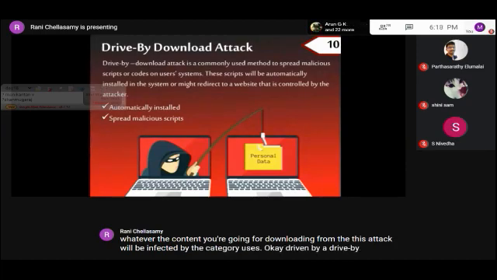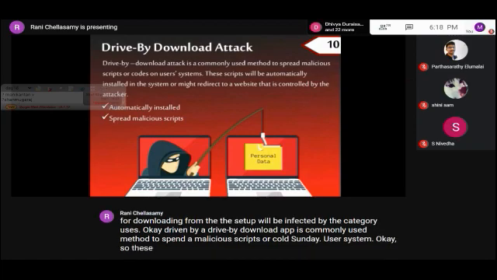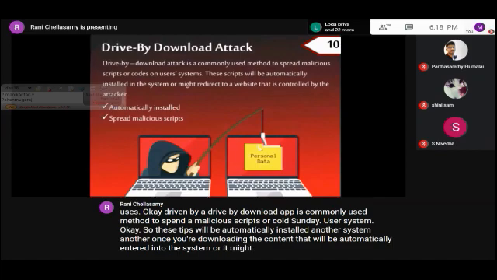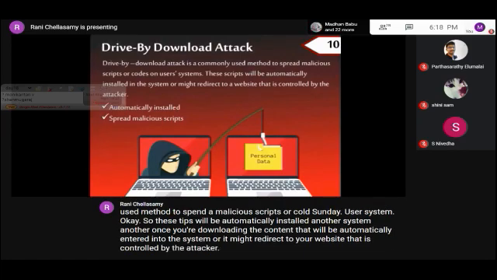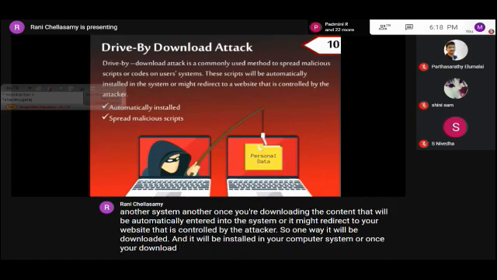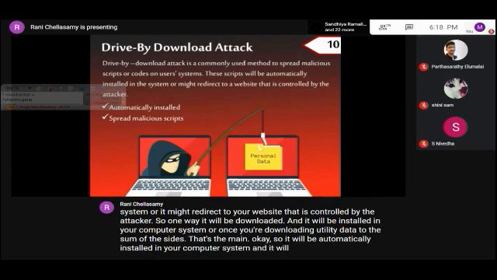Drive-by download attack is a commonly used method to spread malicious scripts or code on the user's system. These scripts will be automatically installed on the system. Once you are downloading the content, it will automatically enter your system, or it might redirect you to a website that is controlled by the attacker. So either it will be downloaded and installed in your computer system, or once you are downloading, it will be redirected to some other site. That's the main motive of this attack. The scripts will be automatically installed and widely spread in the computer system.